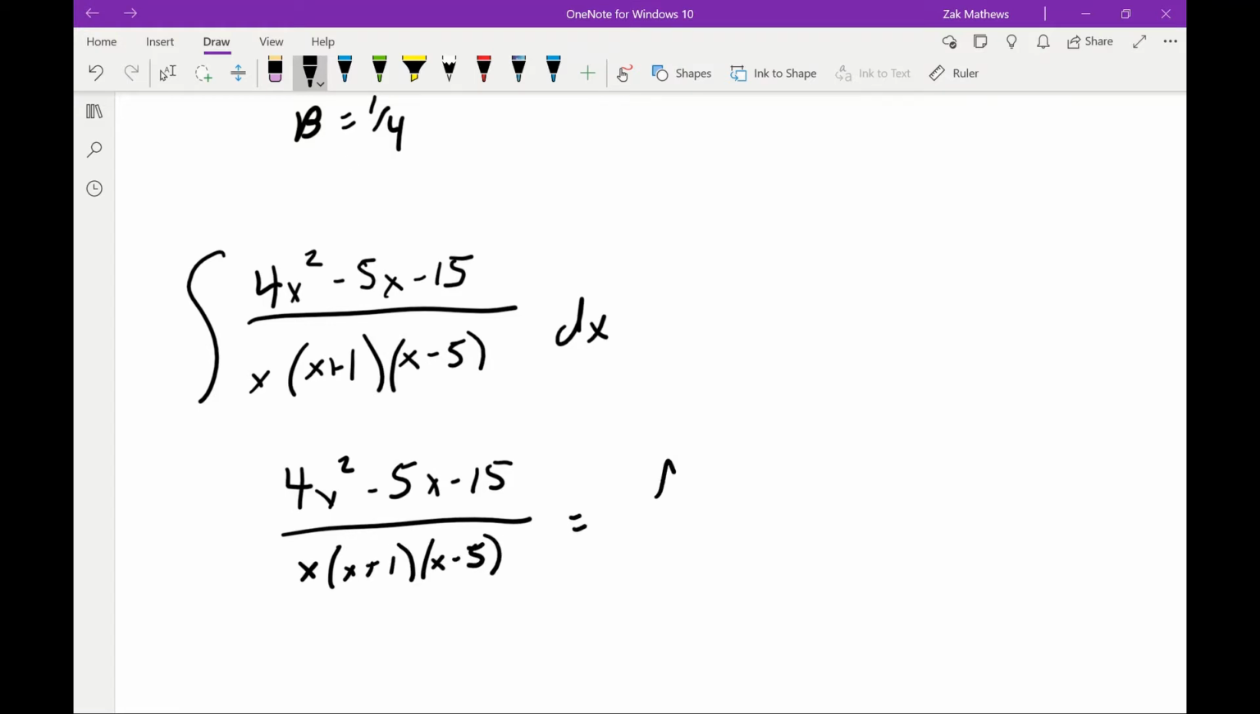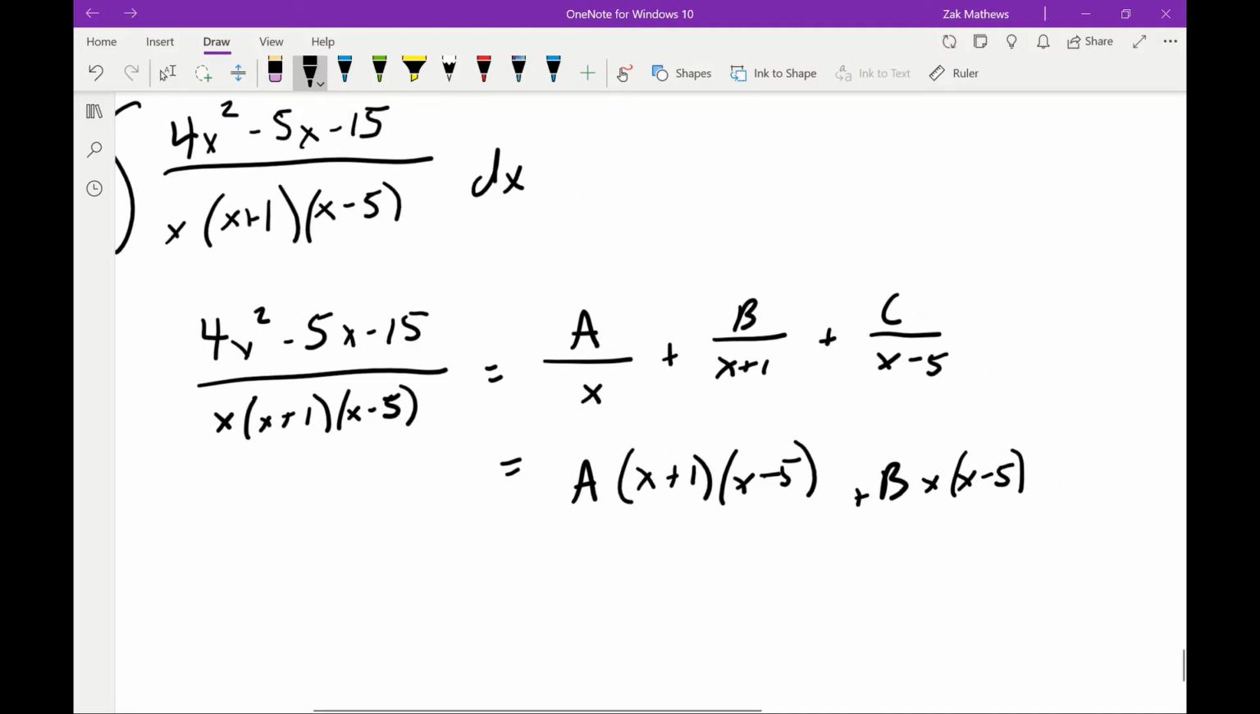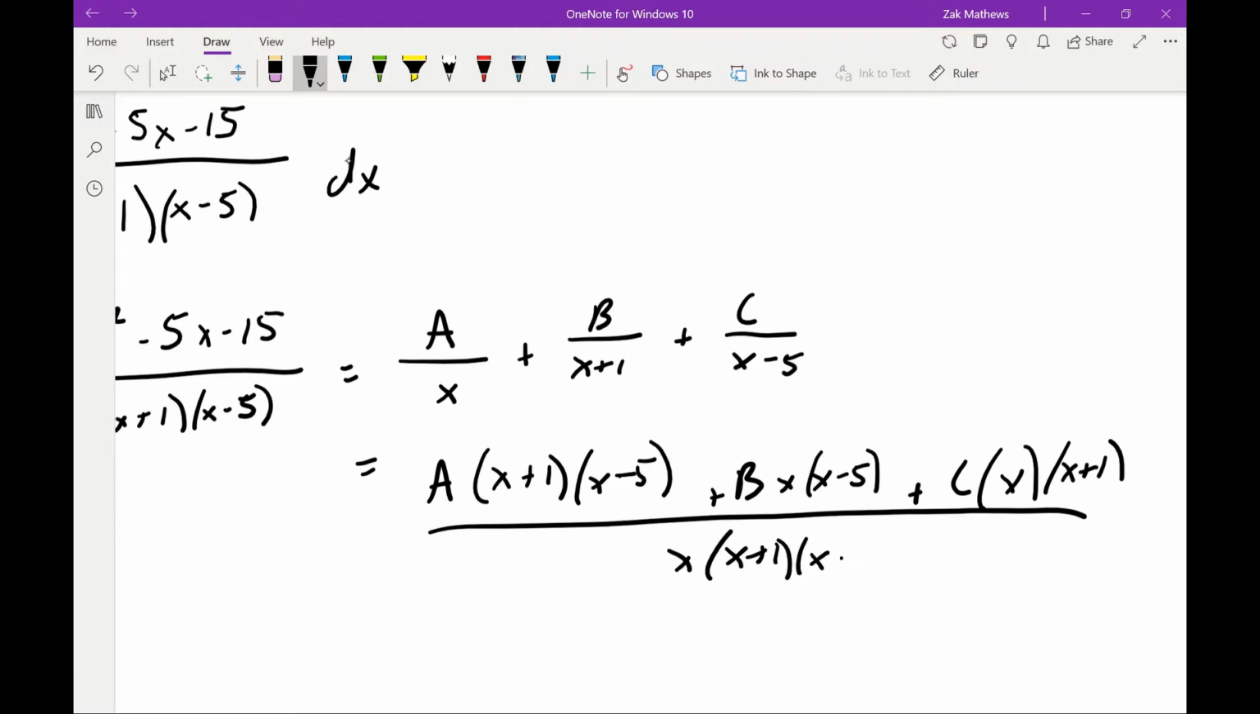So I'm going to write my a over my first factor of x, my b over my x plus 1, and my c over my x minus 5. Right, so now if I were to put it together, the a has to be multiplied by an x plus 1 and an x minus 5. The b has to be multiplied by the x and the x minus 5. And the c has to be multiplied by the x and by the x plus 1. And it's all over the common denominator of x times x plus 1 times x minus 5.